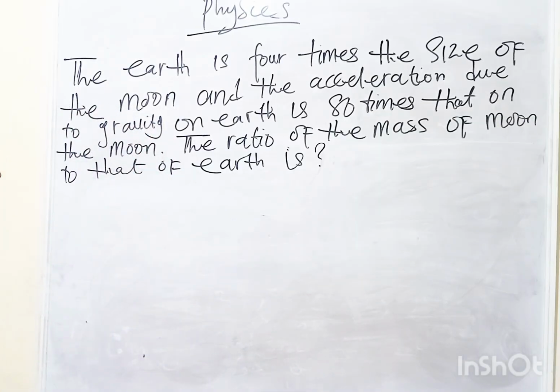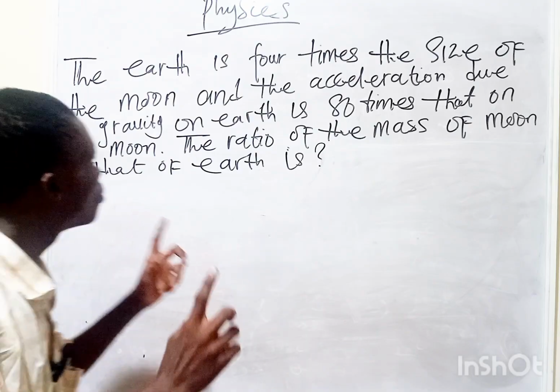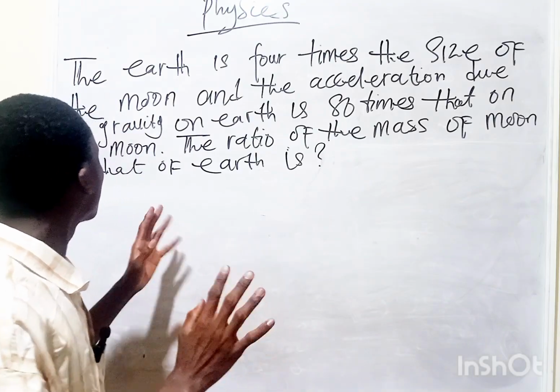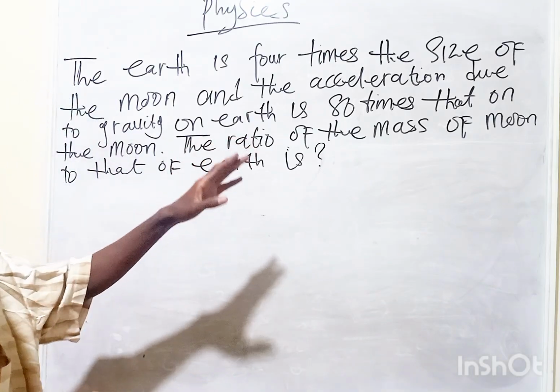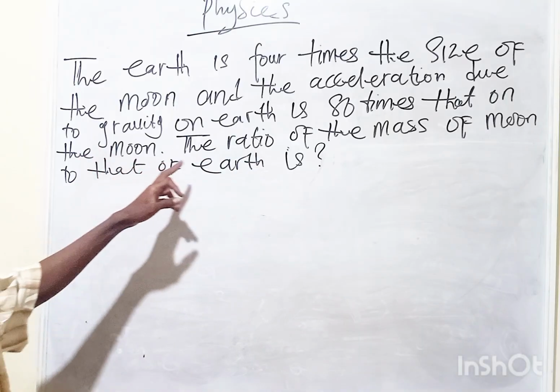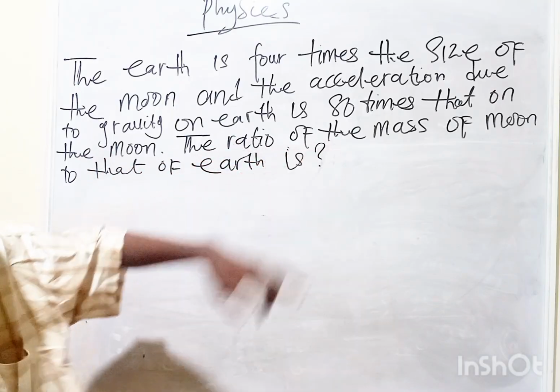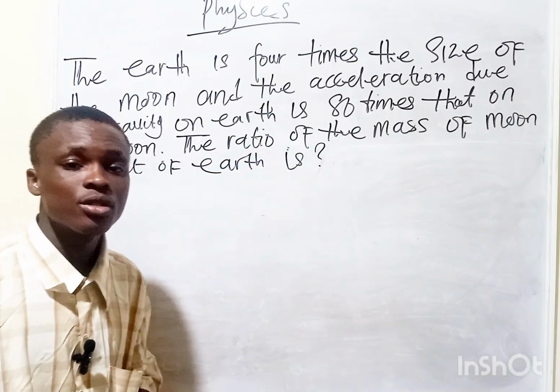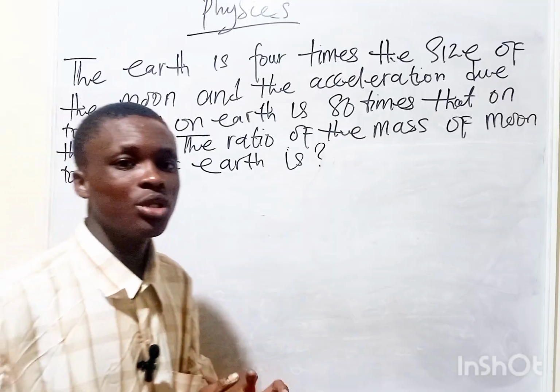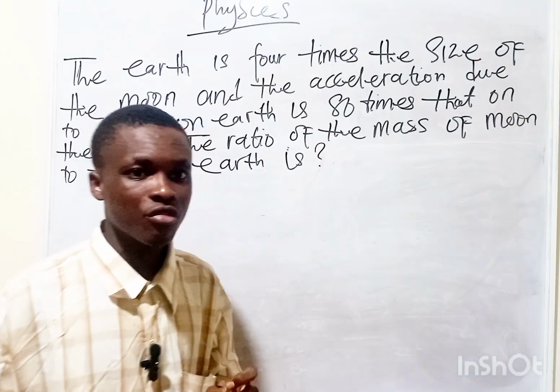The question says the Earth is 4 times the size of the Moon, and the acceleration due to gravity on Earth is 80 times that on the Moon. The ratio of the mass of the Moon to that of Earth is, that means from this question we are asked to find the ratio of the mass of Moon to that of Earth.